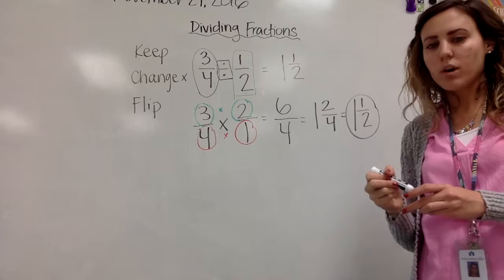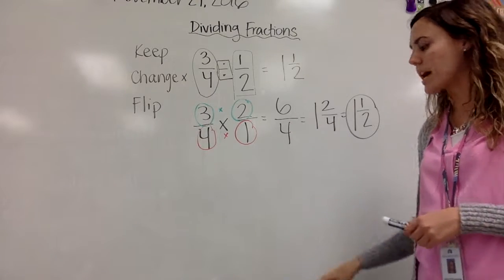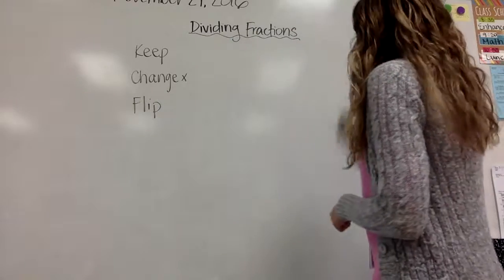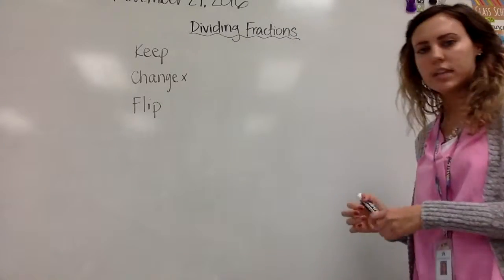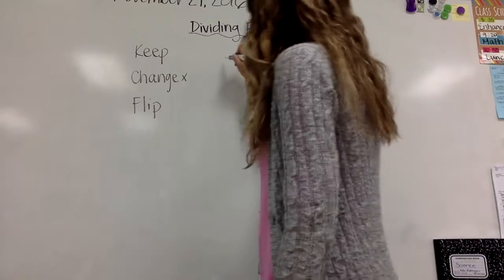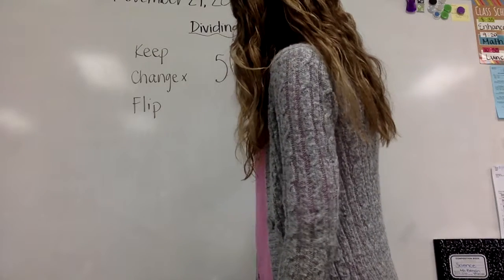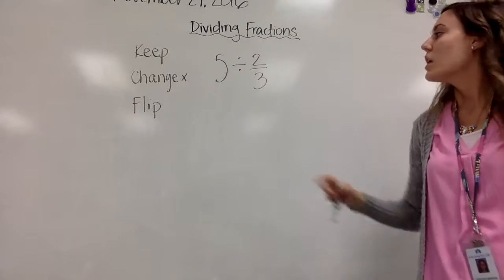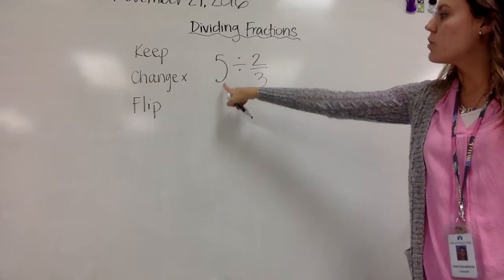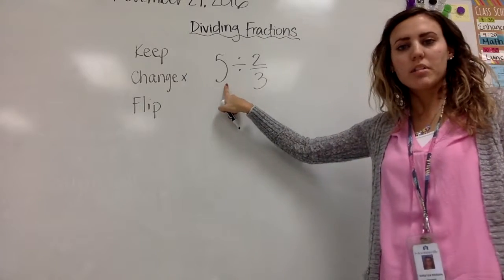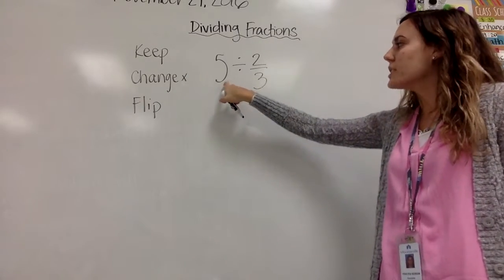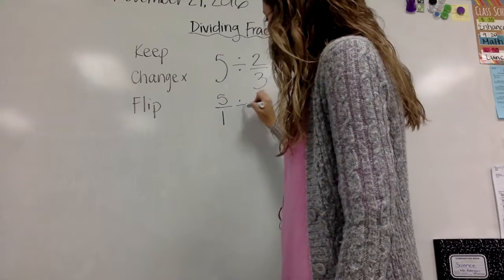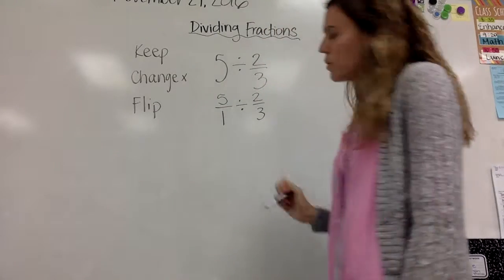We're going to practice with one more problem so that way you can get used to the idea of keep, change, flip. So we're going to try with a whole number. So that way you can see what you do with a whole number. So if I have 5 divided by 2/3. So first, we're going to put our 5, just like with multiplying. Whenever you see a whole number in division, you're going to put that number over 1. So I'm going to change it to 5/1 divided by 2/3.